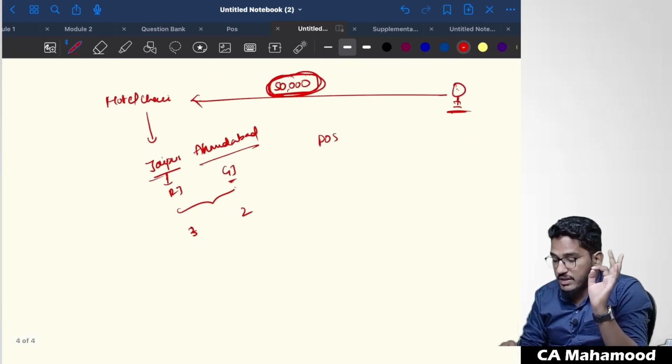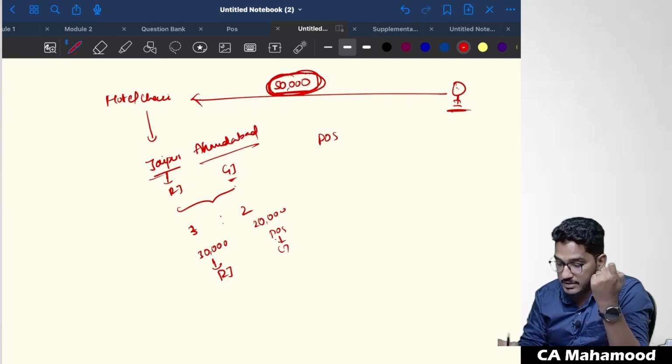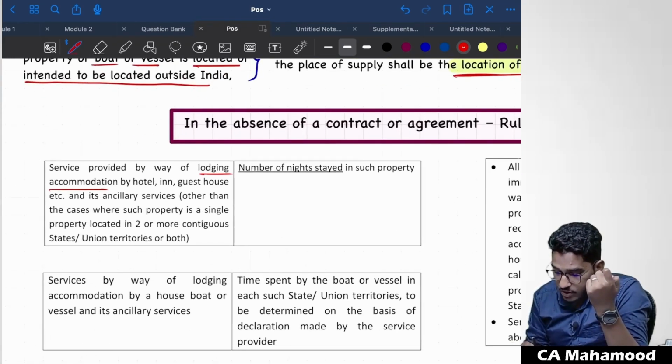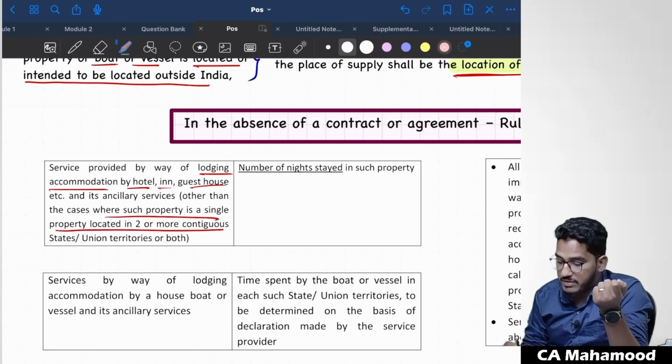So this 50,000 we will divide in the ratio of number of nights provided. So 50,000, if we divide in the ratio of 3:2, is 30,000. For this 30,000 rupees of value, the place of supply is going to be Rajasthan. For this 20,000 rupees of value, the place of supply is going to be Gujarat. Able to understand? So that's what they say here. Services provided by way of lodging, accommodation by hotel, in guest house, etc., where such property is a single property located in 2 or more contiguous states, the place of supply will be determined on the basis of number of nights stayed in such property.